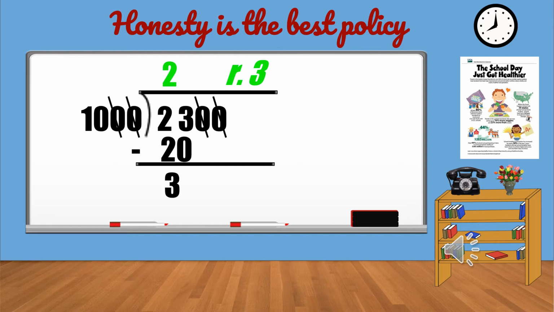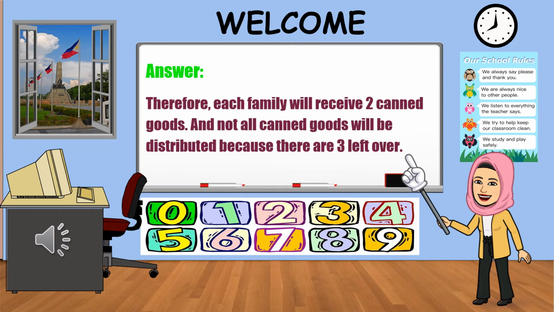10 divide 23 equal to 2. Then, multiply. 2 times 10 equal to 20. Then, subtract. 23 minus 20 equal to 3. So, ibig sabihin, mayroong natirang 3. So, ang quotient natin ay 2 remainder 3. Therefore, each family will receive 2 canned goods and not all canned goods will be distributed because there are 3 left over.